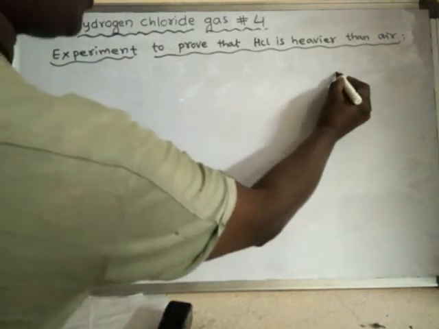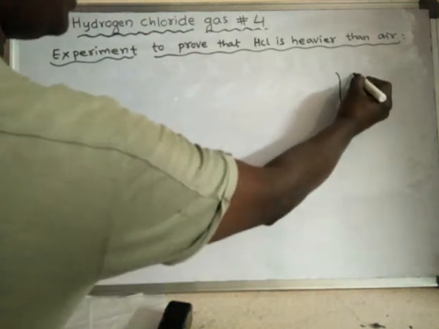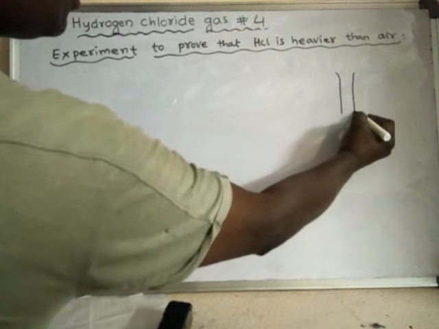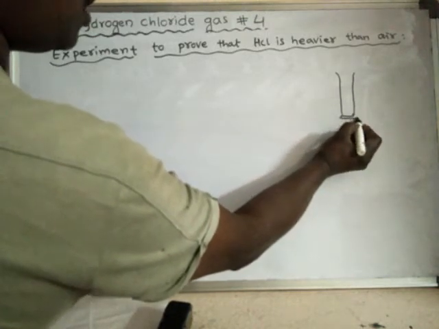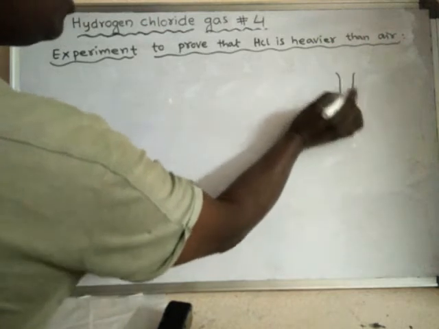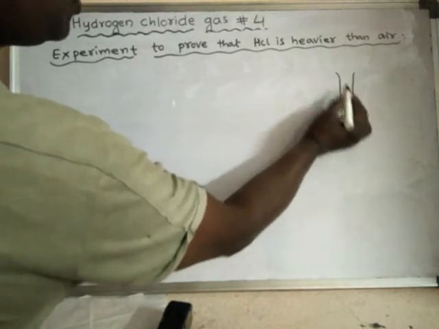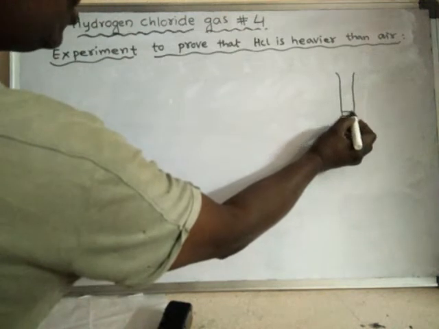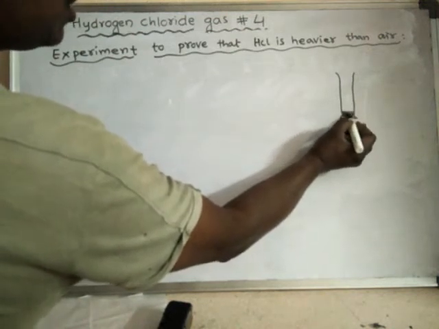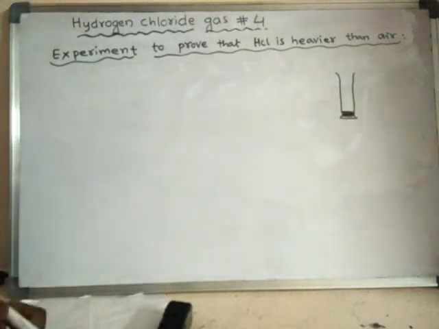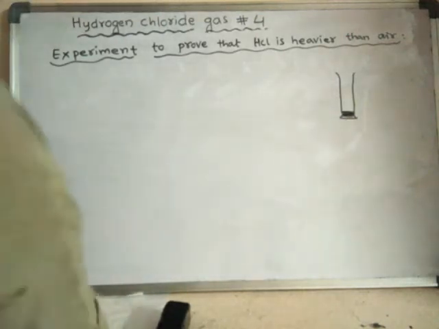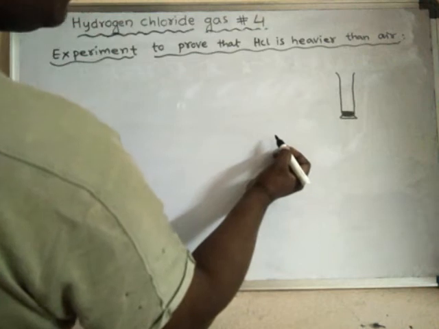take two gas jars. This is a gas jar. On the bottom of this gas jar, you introduce blue litmus solution. Just pour some blue litmus solution into a gas jar.